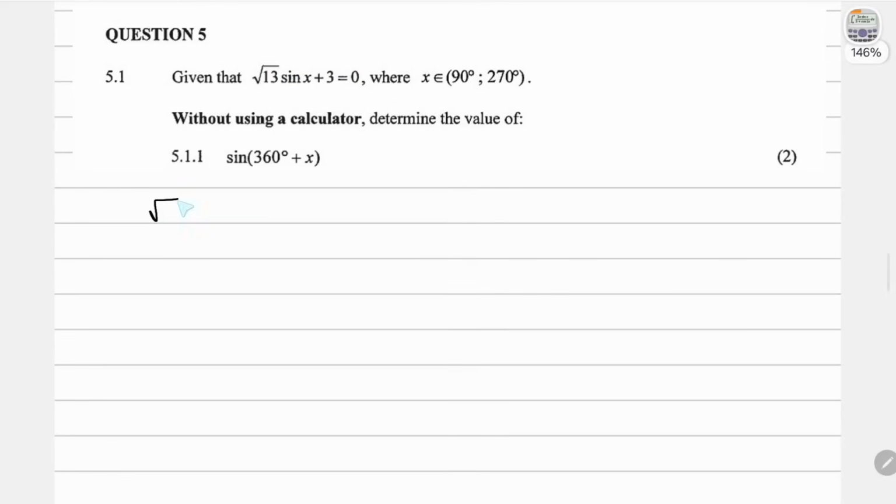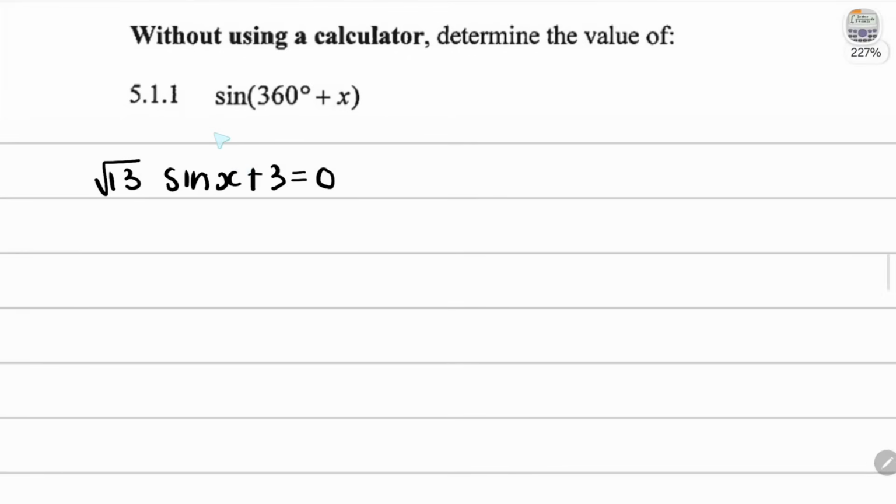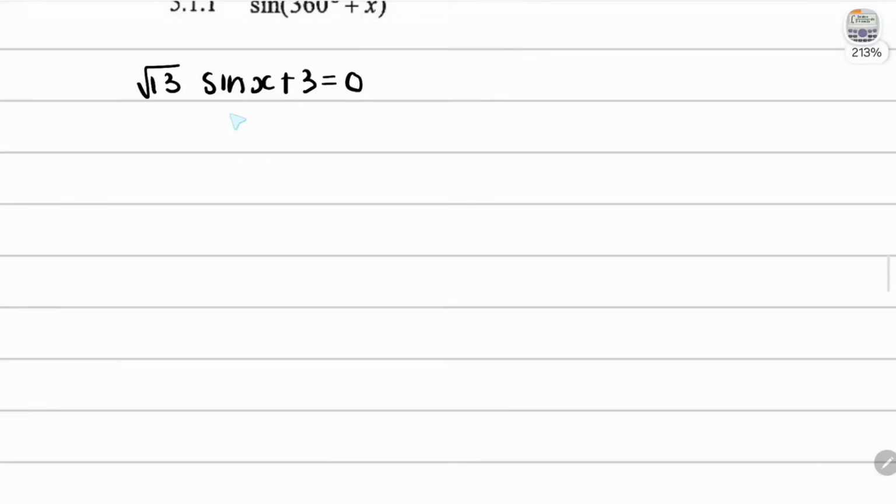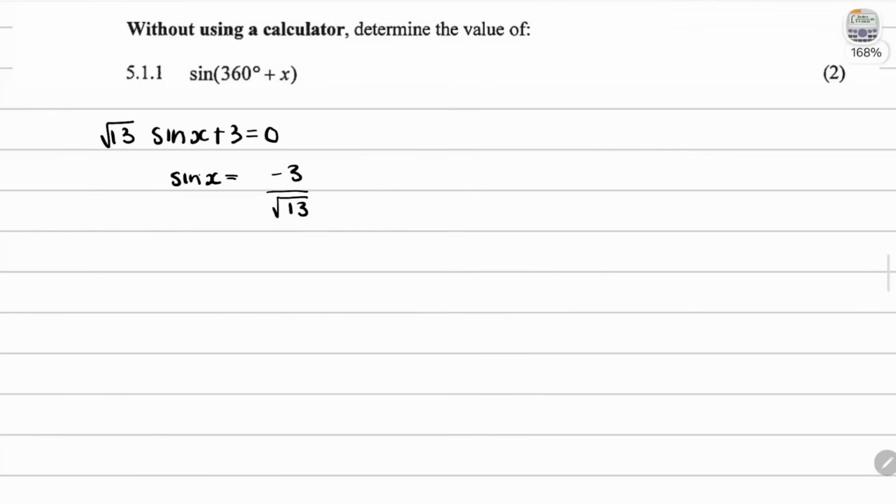So we have been given that the square root of 13 sine x plus 3 is equal to 0. And let's just isolate sine x so we can understand whether sine is positive or negative, and of course what the sides would be. So sine x is equal to, if you took the 3 over first, it would become negative 3. And then we would divide both hand sides by that square root of 13 to get negative 3 over root 13. So sine is currently negative.